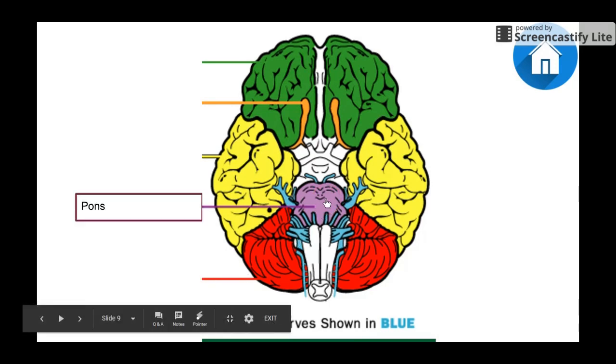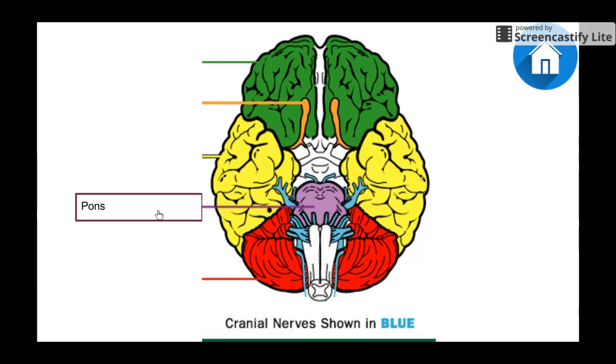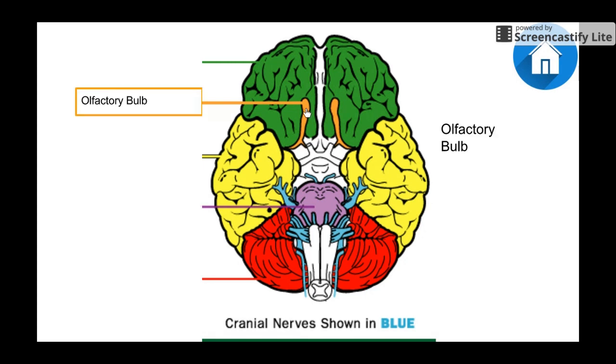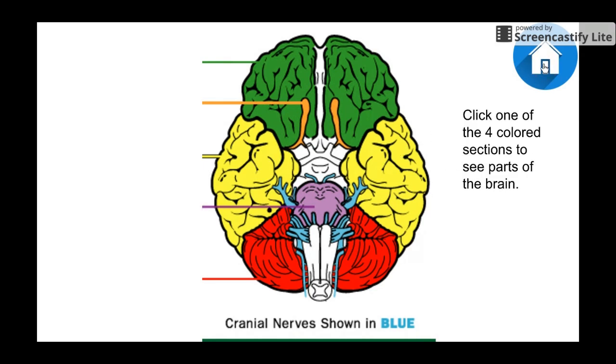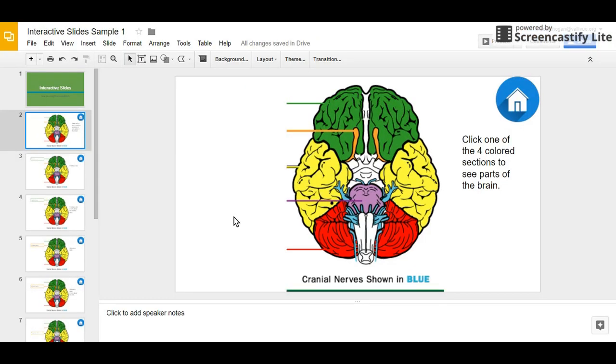If I wanted to go to the purple area, and then I decided, you know what? I don't want to see information about pons. I want to find out what that is first. And then I could go back to pons and find out information about that. And at any point, I can go back to the home screen. So this is a nonlinear interactive Google Slides presentation.